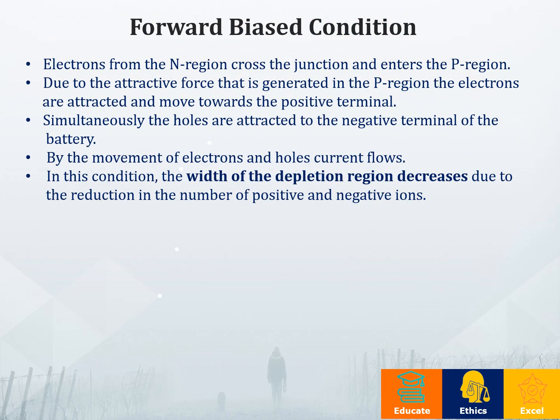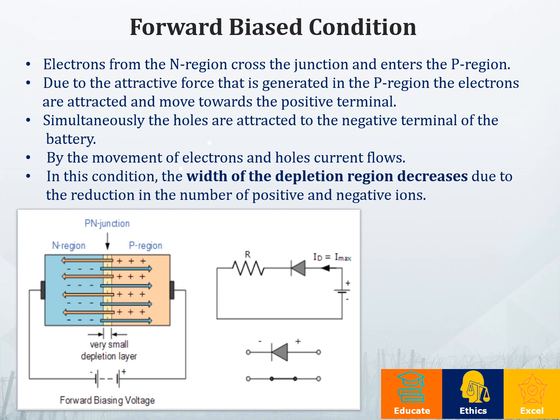The next condition is the forward bias condition. In forward bias condition, the P region is connected to the positive terminal of the battery and the N region is connected to the negative terminal of a battery. So in this specific forward bias condition, this will act like a kind of closed switch. That is, it is able to make the current flow from anode to cathode, and let us see how it happens.